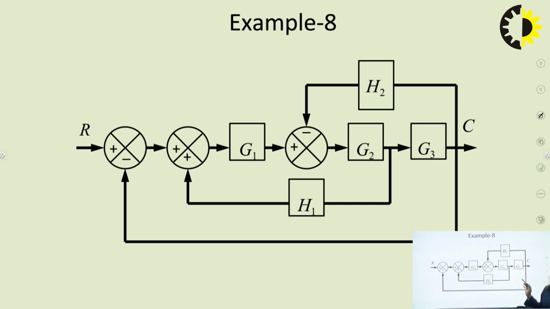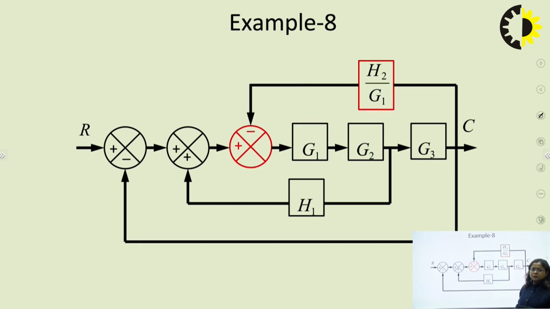Here, there are various techniques, but to show you the example of swapping, I will move this summing point behind the block. If we have to move the summing point behind the block, the feedback gain, that is H2, is divided by forward path transfer function, that is G1. So if we move this block here, this H2 is divided by G1. So this is the case. The forward path transfer function is moved previous and this H2 is divided by G1.